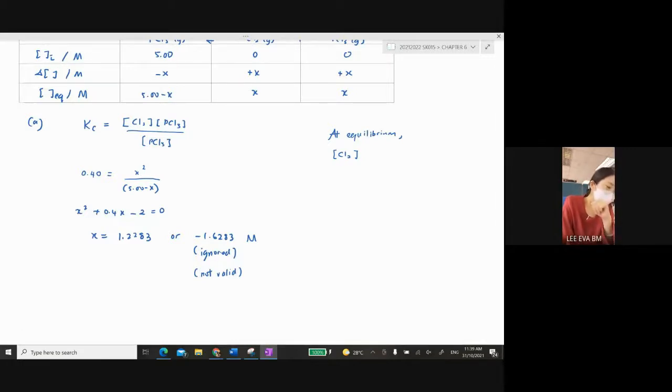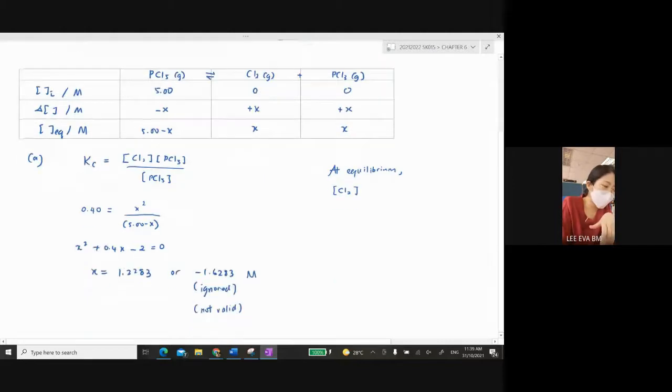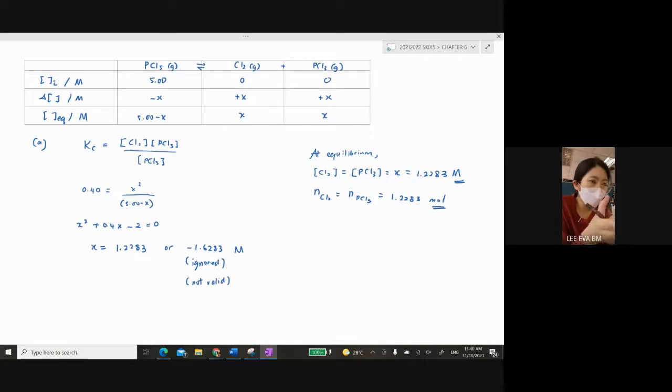Okay, so back to our question, we want to find the number of mole of Cl2 and PCl3 formed at equilibrium. So of course, in your ICE table, we are using concentration. So concentration Cl2, concentration PCl3 sama dengan value x sama dengan 1.2283 molar. But we want to find the number of mole, and because it is only 1 liter, anything times with 1 or divided by 1 equals to the same value. So number of mole of Cl2, number of mole of PCl3 equals to 1.2283 mole. Take note on the unit. Molar refers to concentration, mole refers to number of mole n.